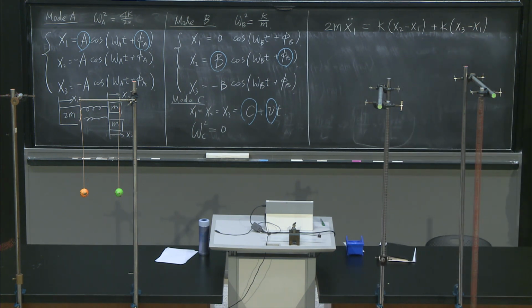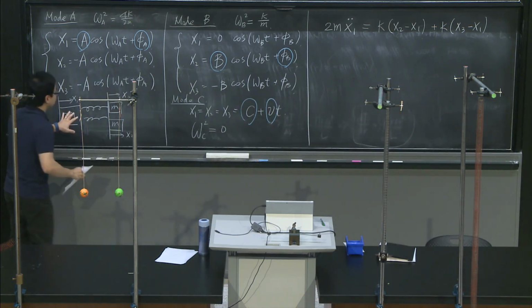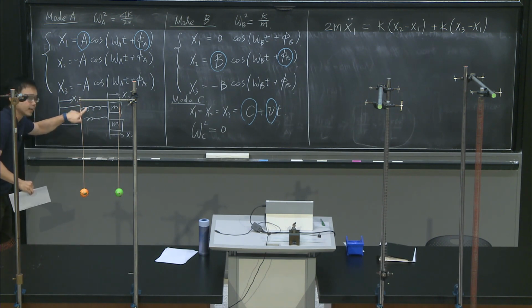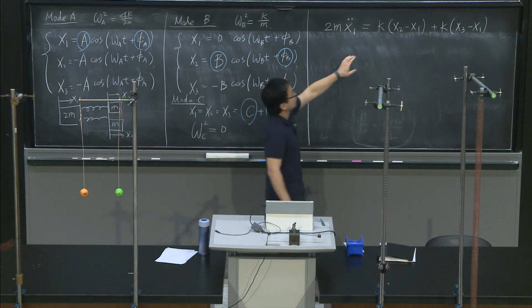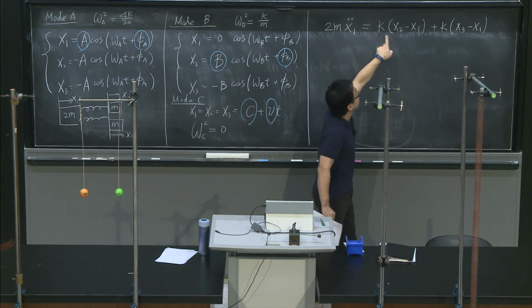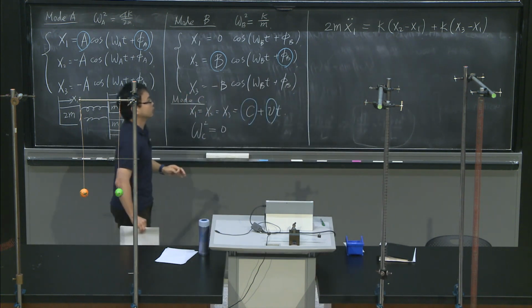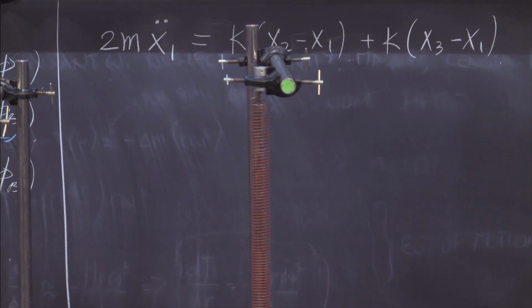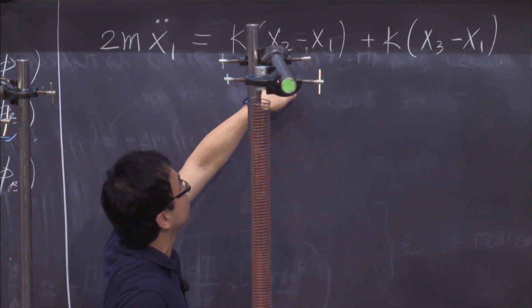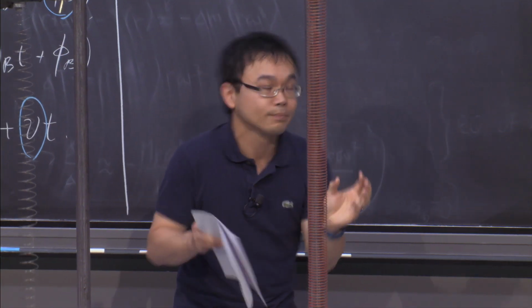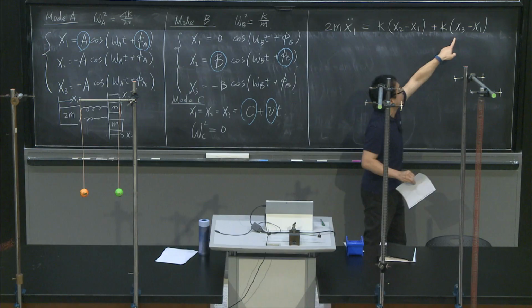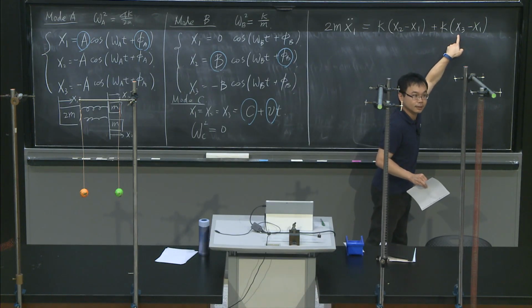So there are 2 spring forces acting on this left-hand side mass. The first one is the upper spring. The second one is coming from the lower one, okay? You can see that both of them are proportional to spring constant k, and also proportional to the relative displacement, which is actually the amount of stretch of the spring. It's actually x2 minus x1 and x3 minus x1, okay?